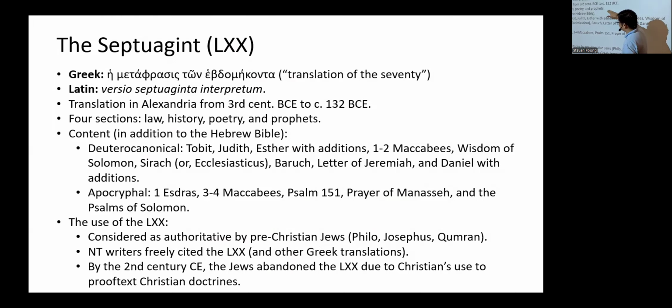In this translation, they have the four sections that correspond with our Hebrew Bible, which are law, history, poetry, and prophets. So the Old Testament that we read in English today follows the sequencing of the Septuagint instead of the Hebrew Bible. The content is in addition to the Hebrew Bible, since they were translating anyway. Why waste the translators? Translate more. So they also translated what are called the Deuterocanonical books: Tobit, Judith, Esther with additions, 1-2 Maccabees.